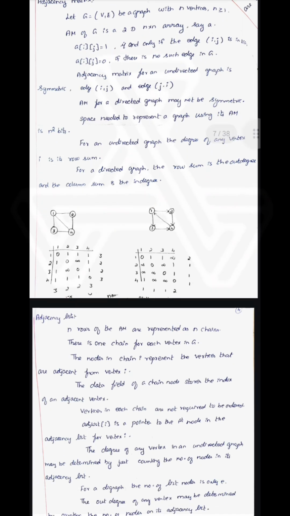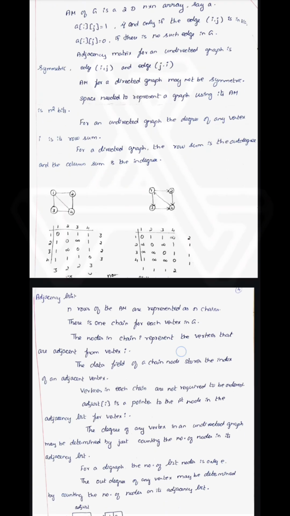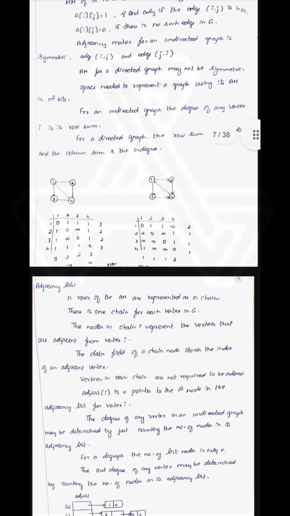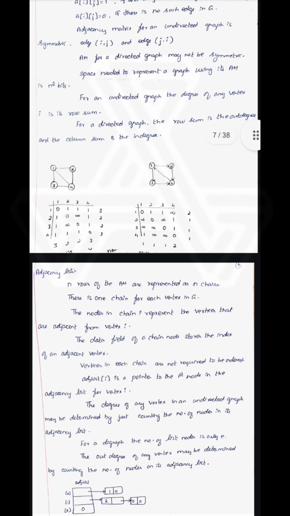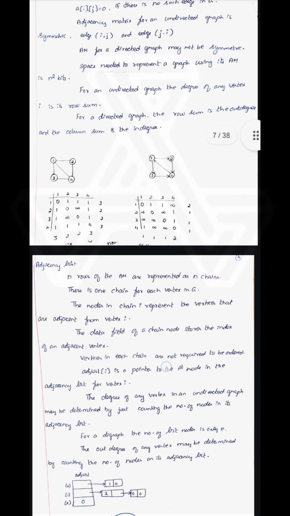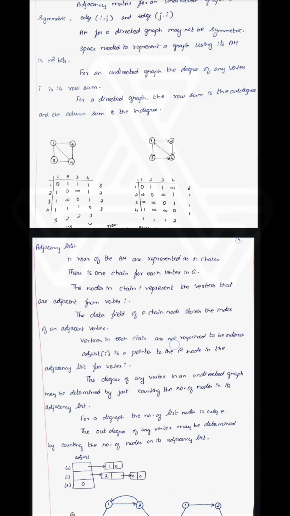Say A[i][j] equals 1 if and only if the edge (i, j) is in the graph. Otherwise A[i][j] equals 0 if there is no such edge in G. The adjacency matrix for an undirected graph is symmetric: edge (i, j) and edge (j, i). The adjacency matrix for a directed graph may not be symmetric.